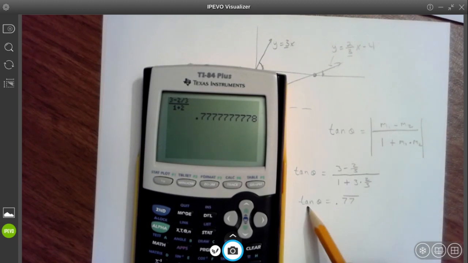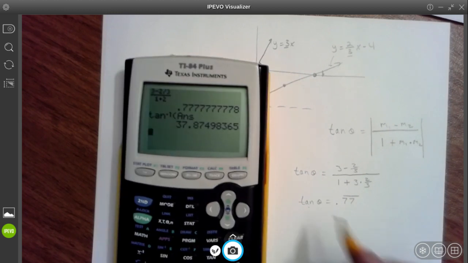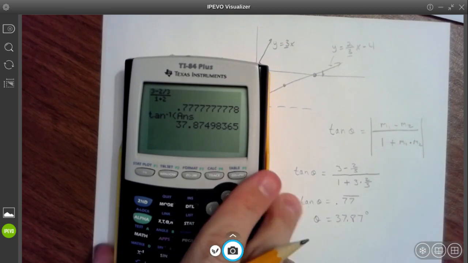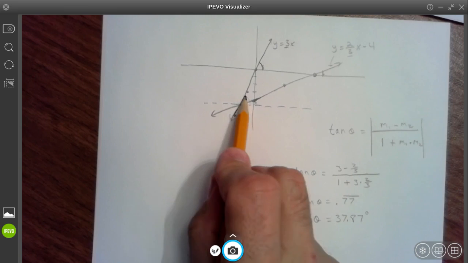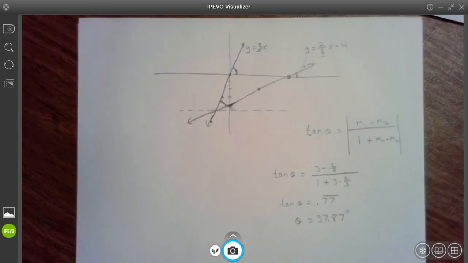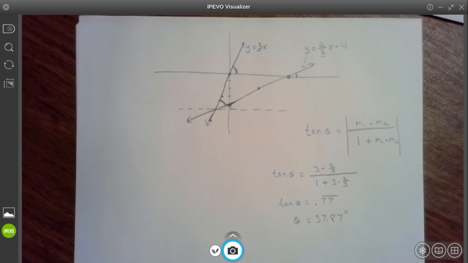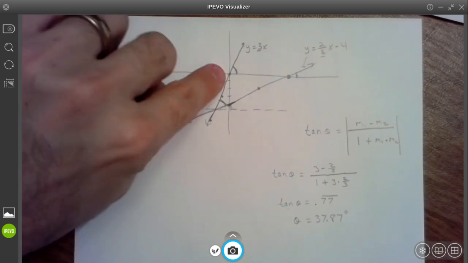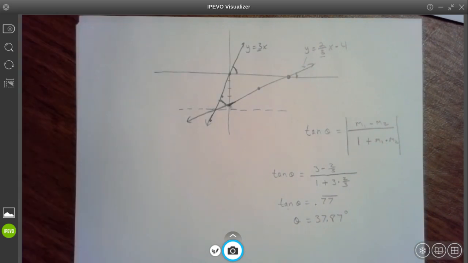And I want to do the inverse tangent of this. So inverse tangent of my last answer. There we go, 37.87 degrees. All right, and that is going to be the angle between those two lines. And hopefully it wasn't that bad. It's a lot easier to do it this way than it would be if you were to find all those angles by yourself and then subtract them. Okay.